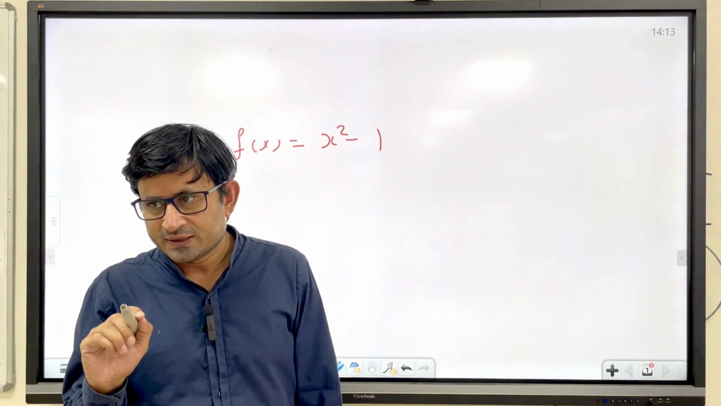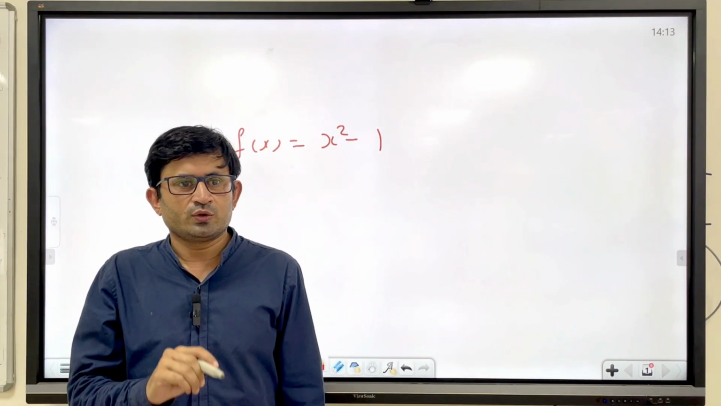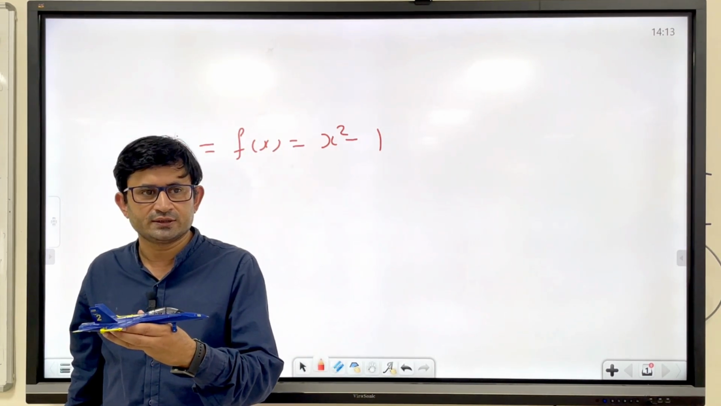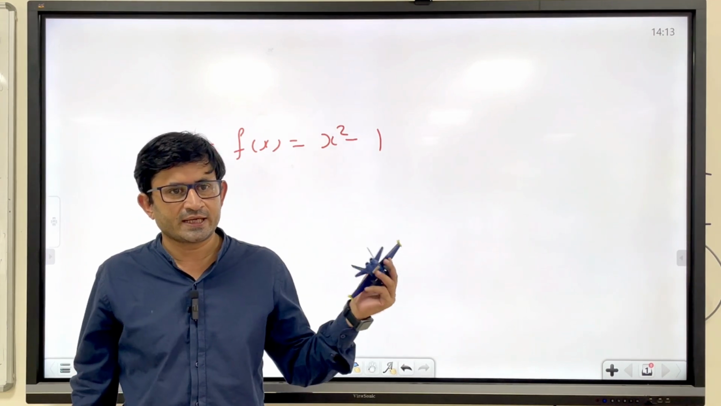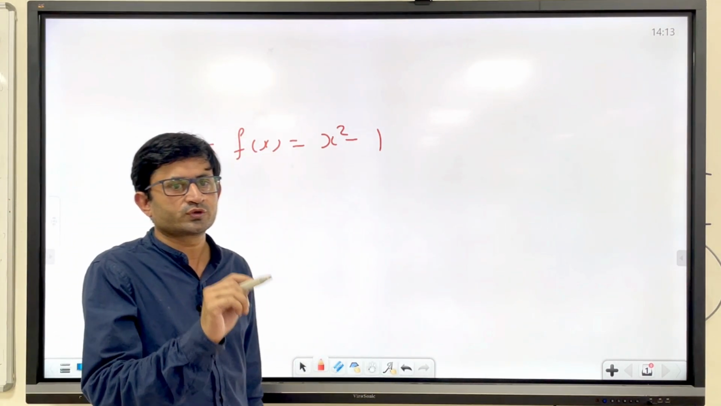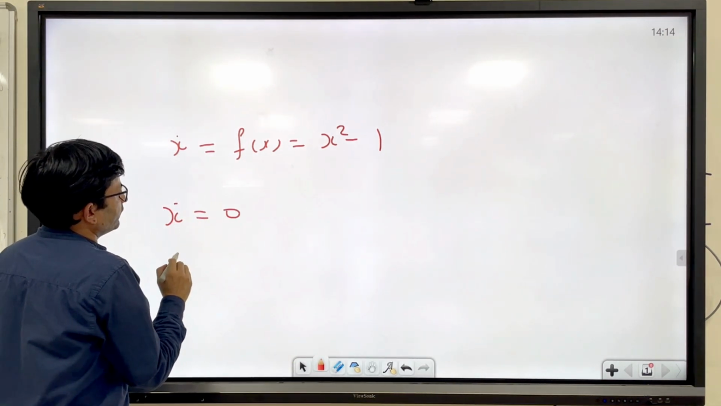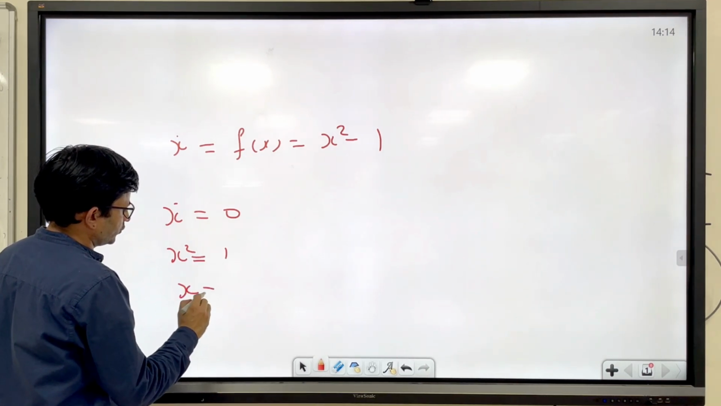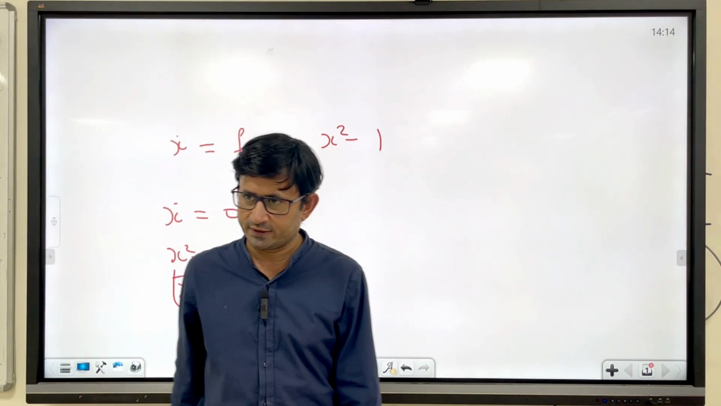So the first step is to find the equilibrium point. I have already said if the aircraft is flying, there is no net acceleration and no net movement, no net force, no net moment. That means x dot is 0. So to find the equilibrium point, you have to set x dot equal to 0. When you set x dot equal to 0, you get x squared equals 1 and x equals plus or minus 1. So you have two equilibrium points.